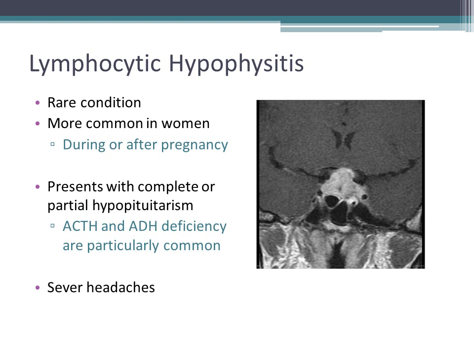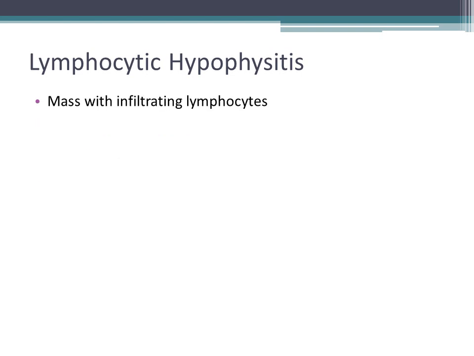The next condition we want to talk about is lymphocytic hypophysitis. It's inflammation of the pituitary. Rare condition, occurs most frequently in pregnancy, in women of course, but it can be seen in men and out of pregnancy. How do these people present? Usually severe headache. Hormonal deficiency might include ACTH and antidiuretic hormones, so they present also with diabetes insipidus.